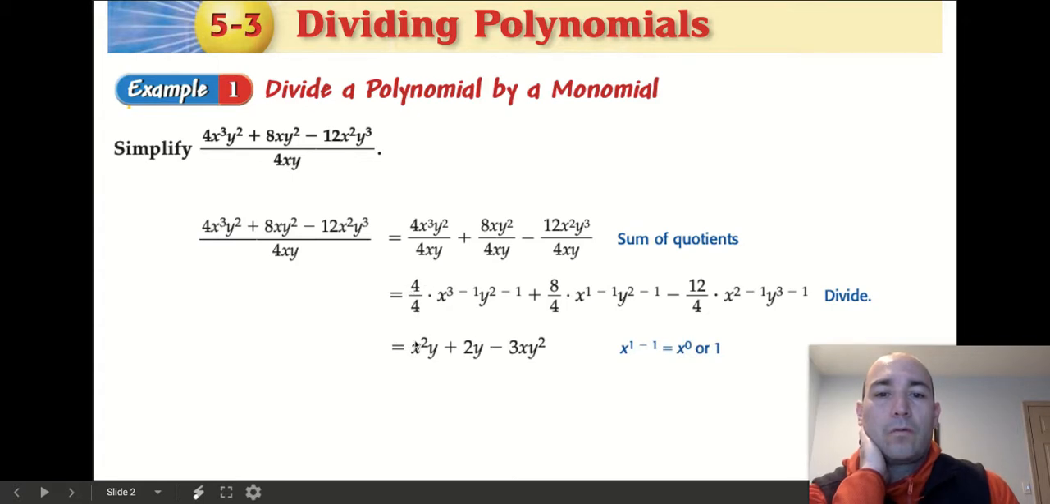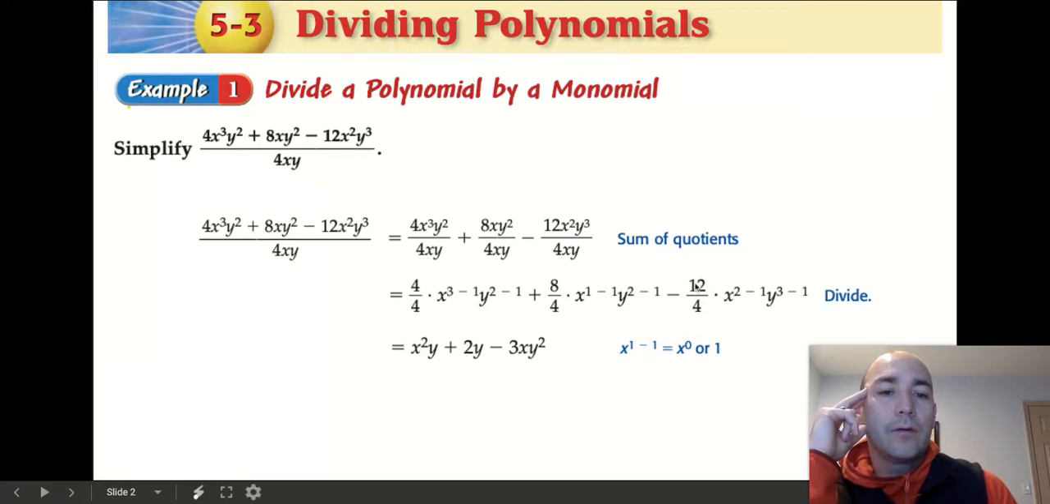So 4 over 4 is 1, x to the power of 3 minus 1 is x squared, y to the power of 2 minus 1 is just y to the first, or y, plus 8 over 4 simplifies to 2, x to the power of 1 minus 1 is x to the 0 power, and obviously x to the 0 power is equal to 1. And then y to the power of 2 minus 1 is just y to the first, so that's why you're left with just 2y there.